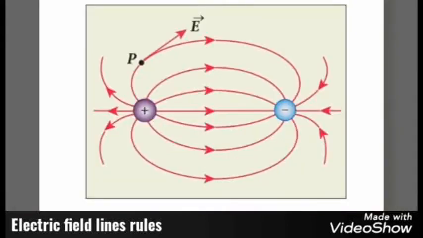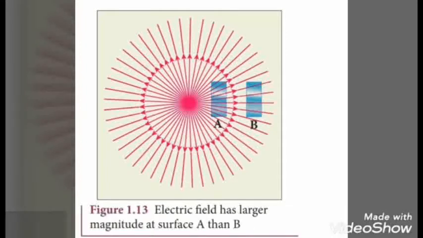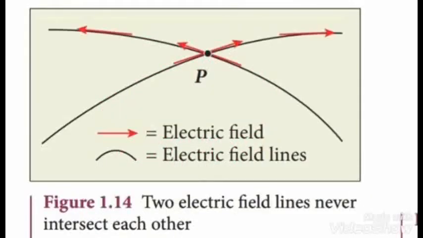The electric field vector at a point in space is tangential to the electric field line at that point. If the electric field lines are denser, that is, closer together, that region has a larger magnitude. Suppose the electric field lines are less dense, the region has a smaller magnitude of electric field. Two electric field lines never intersect each other.